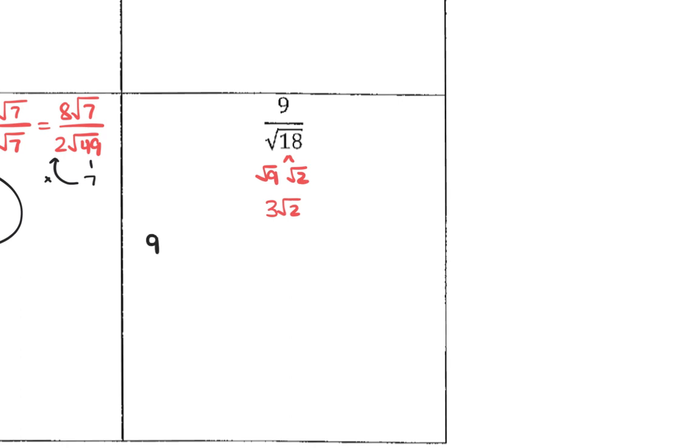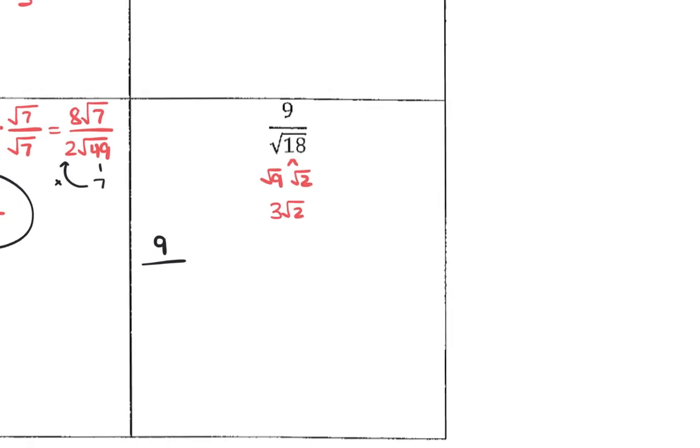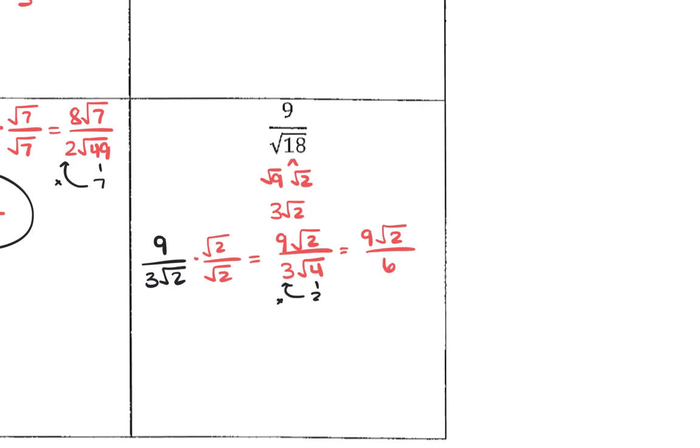So rewriting my original problem, but with the square root of 18 broken down, it'd be 9 over 3 radical 2. And then I'd have to multiply my numerator and my denominator by radical 2. So I'd get 9 radical 2 over 3 radical 4. Square root of 4 is 2. But then we can't forget to multiply it again. So I get 9 radical 2 over 6.